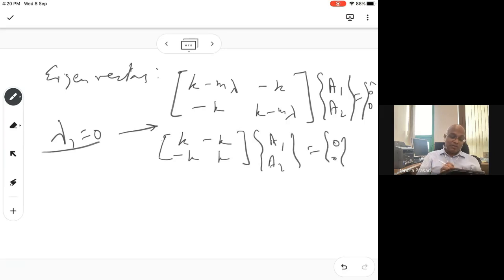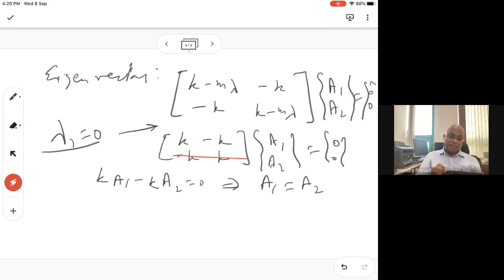And what do we get from that? We get k a1 minus k a2 is equal to 0. That tells you that a1 is equal to a2 simply. The second equation also gives the same thing. So a1 equal to a2. So this is the answer, meaning that a1 over a2 is equal to 1. So basically these eigenvalues, that really means both have the same displacement.